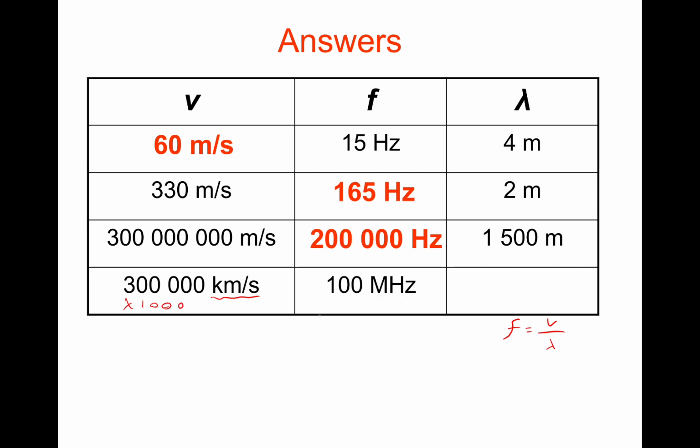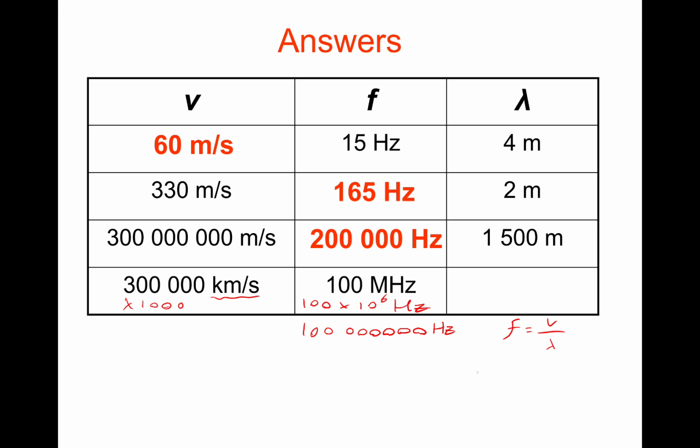And remember, 100 megahertz is 100 million. So if you've done standard form, 100 million would be 100 times 10 to the power of 6. Or you could simply write 100 million hertz. Both the same numbers. It just depends if you've done standard form in maths, or you may have done it in physics. Either way, it doesn't matter.